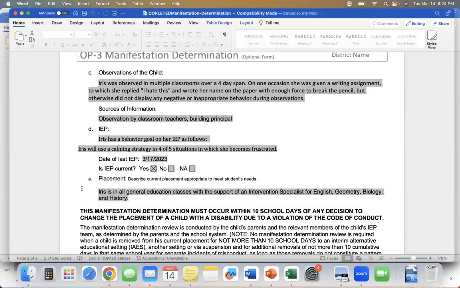Iris has a behavior goal on her IEP. So in this case, we're saying Iris's goal is that she will use a calming strategy in 4 of 5 situations in which she becomes frustrated. So if we think back to that checklist that we had for monitoring this, you're noting each time that she becomes frustrated that you can visually observe. You can tell by her face, you can tell by her actions that she is becoming frustrated, and then we would know she's frustrated because she's either going to use an appropriate calming strategy that we have taught her, or she is going to use an inappropriate behavior, which is one of those destruction of property things.